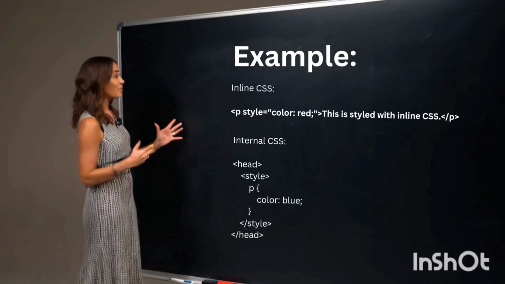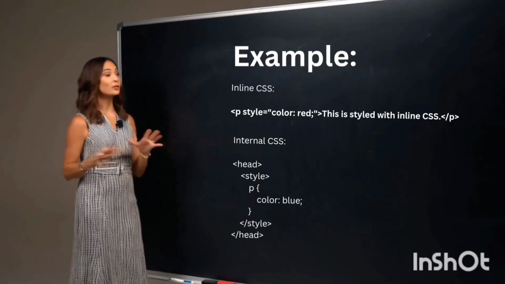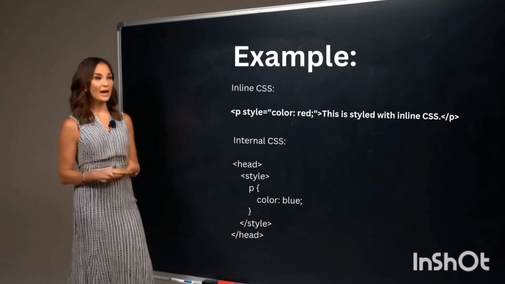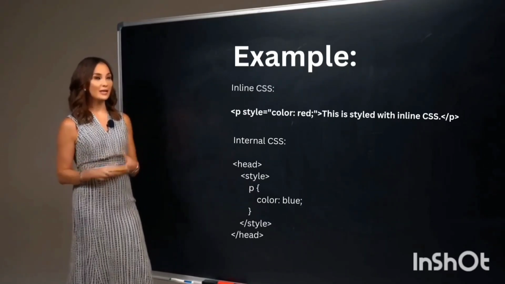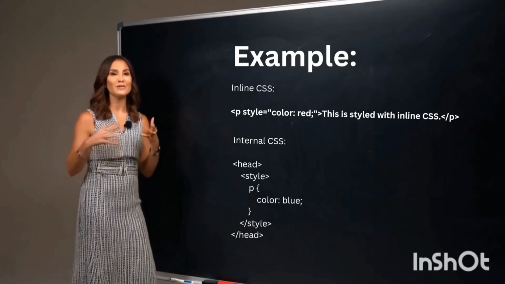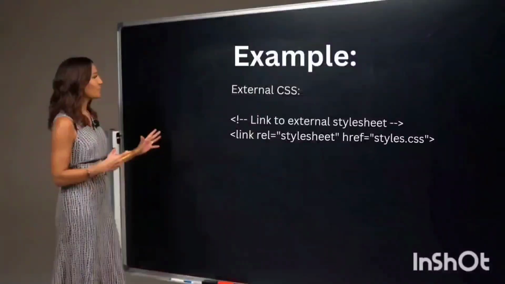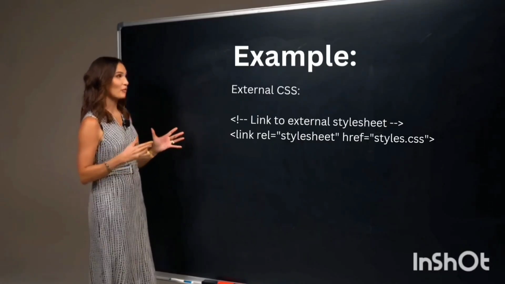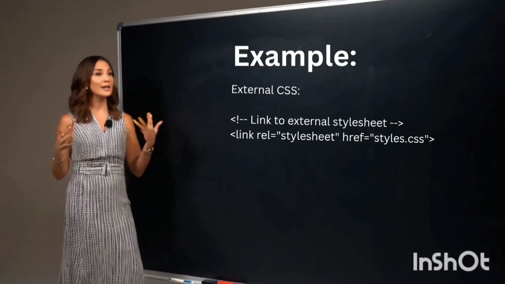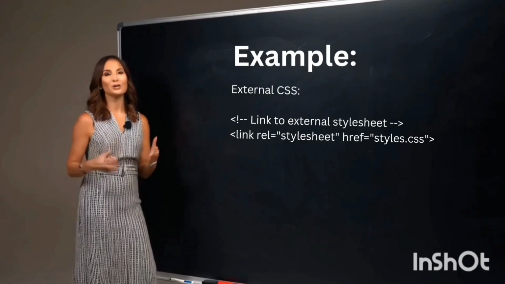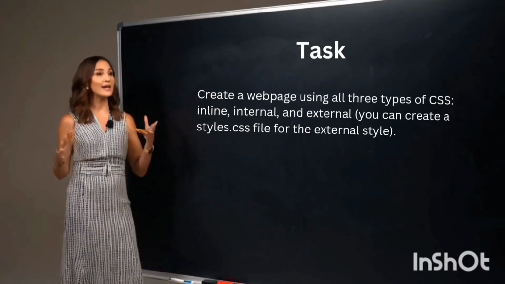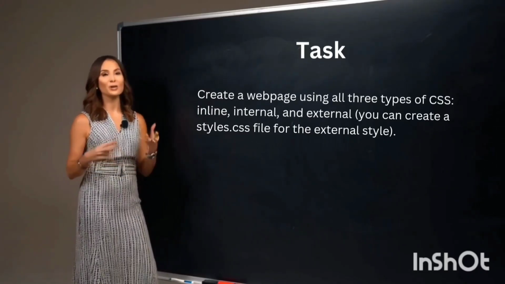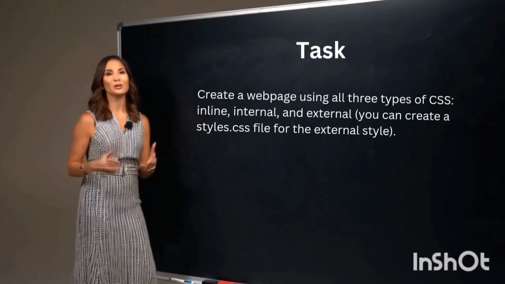Let's see the examples here. Inline CSS: we created a paragraph tag, and we declared a style attribute inside the paragraph tag. Internal CSS: we applied styles for the paragraph in the head section by using a style tag. External CSS: we need to create a separate .css file and link the file into the HTML file in the head section by using the link tag. Let's create a task. Create a web page using all 3 types of CSS: inline, internal, and external. You can create a styles.css file for the external style.